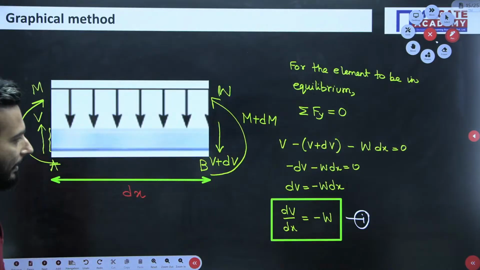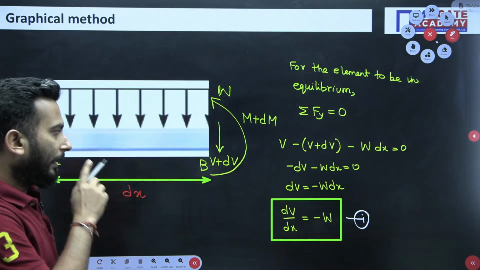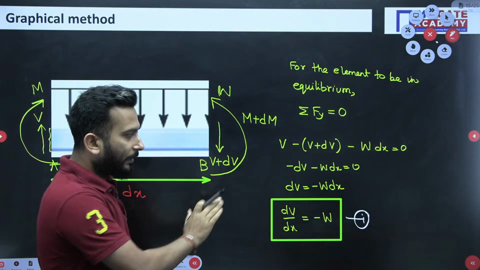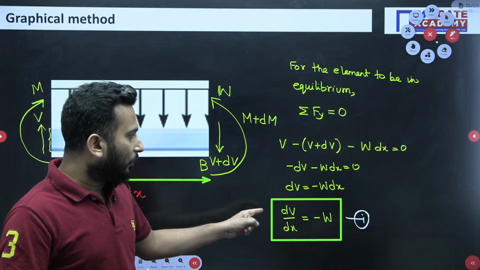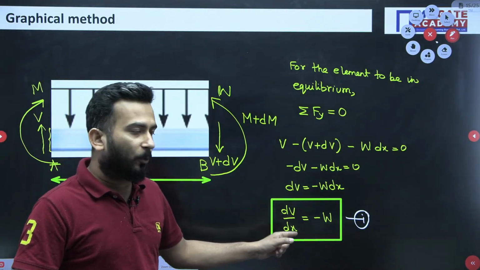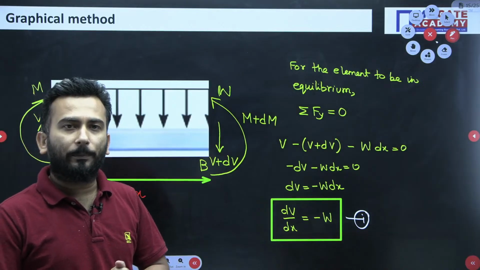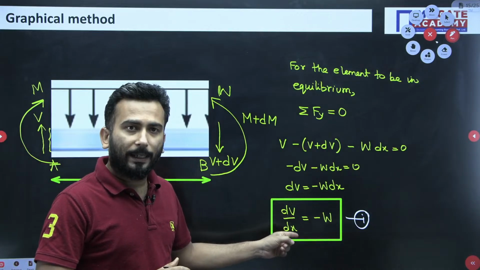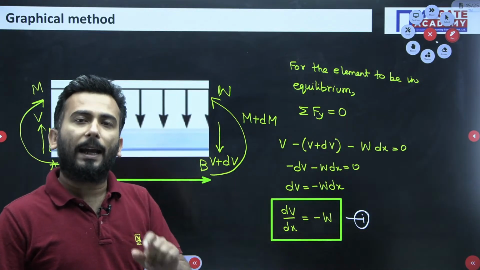So these are the two relations which will help you a lot in drawing the SFD and BMD, but try to analyze what this equation is saying to you. This relation is saying that the slope of the shear force is equal to the minus of the distributed loading at any point. The slope of the shear force diagram is equal to the value of the distributed loading at any point.